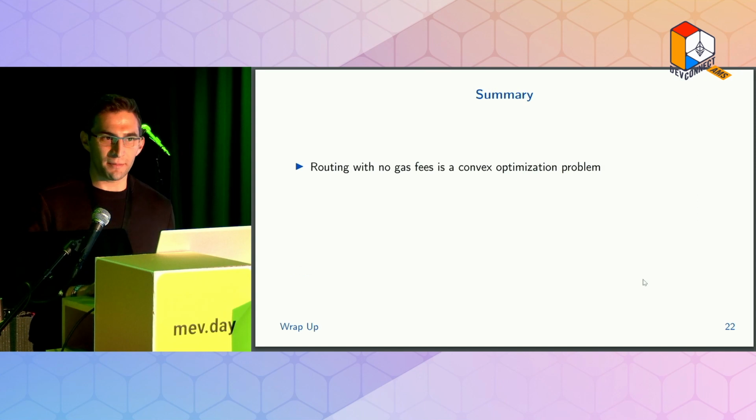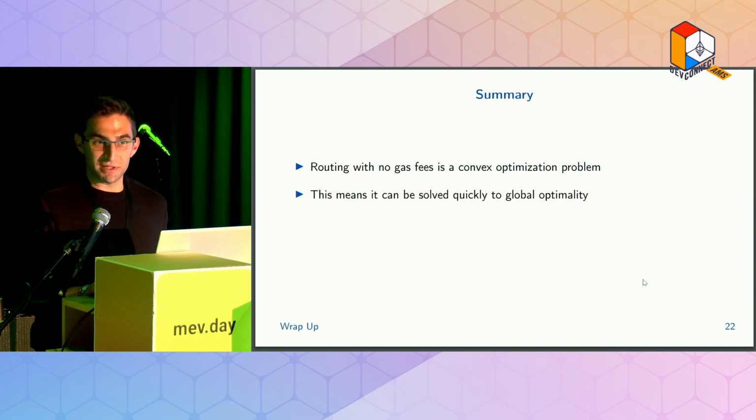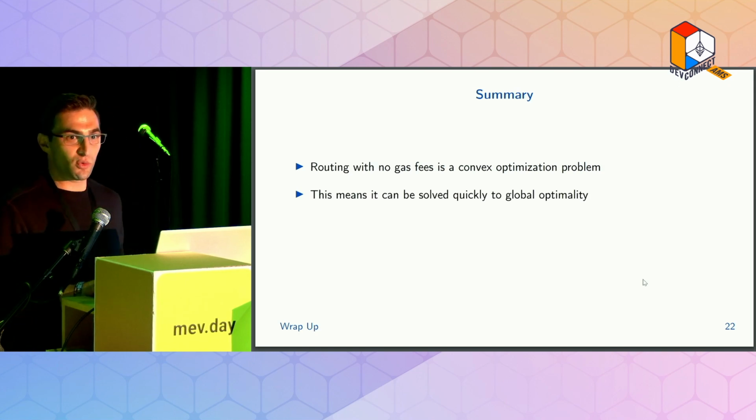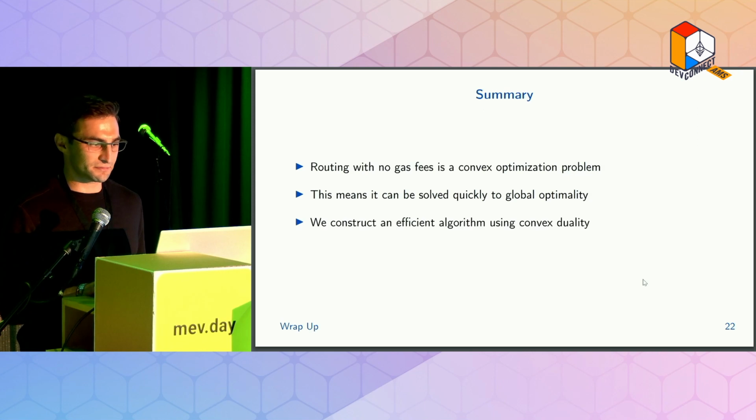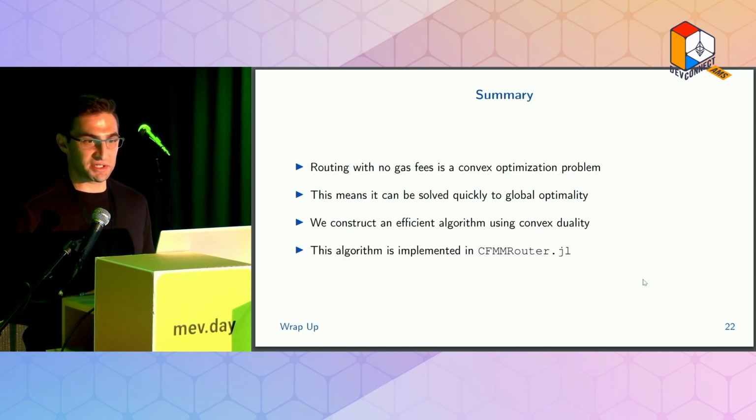All right, so to wrap up, routing with no gas fees is a convex optimization problem. This means the reason we care about this is it can be quickly solved to global optimality. Using convexity, we can construct an efficient algorithm. So it's another reason that we care about this. And this is implemented in CFMMRouter.jl, which also has, the documentation has a little bit more of a detailed explanation of what this algorithm looks like.